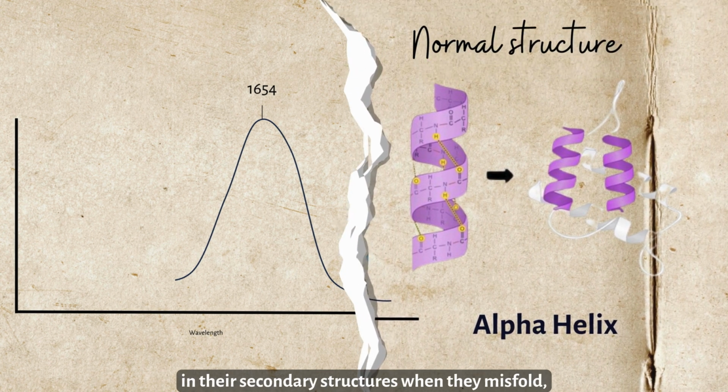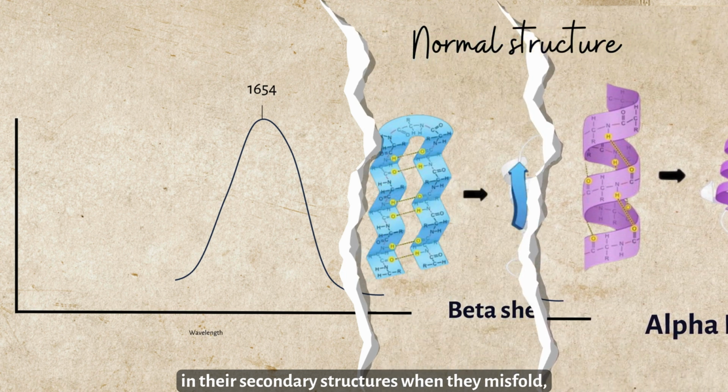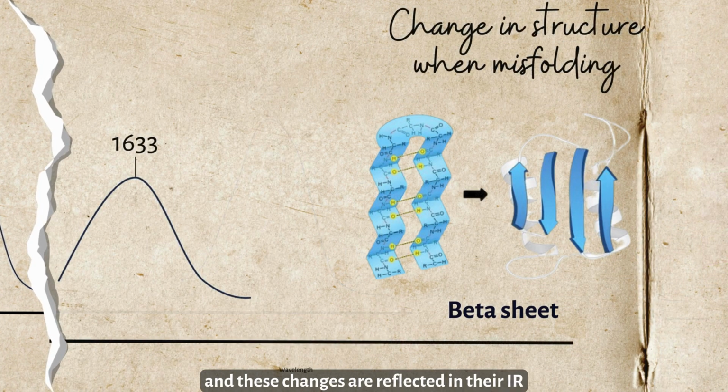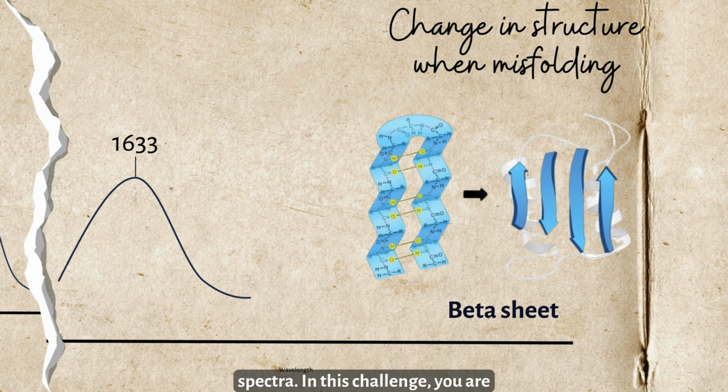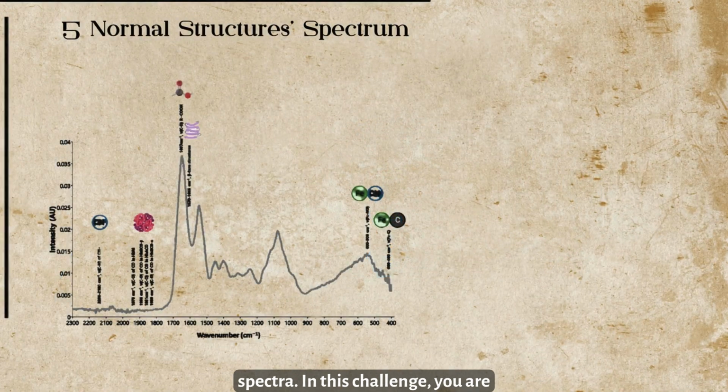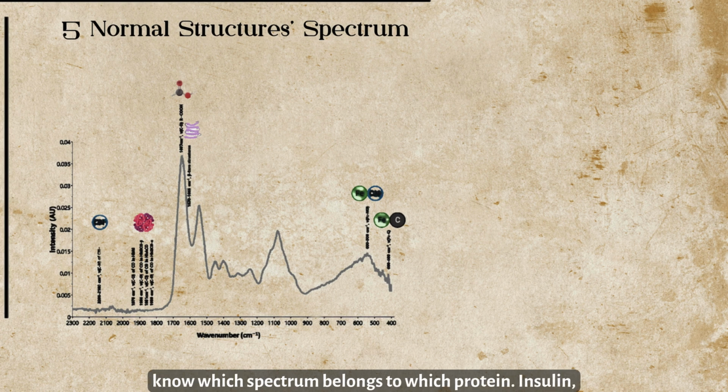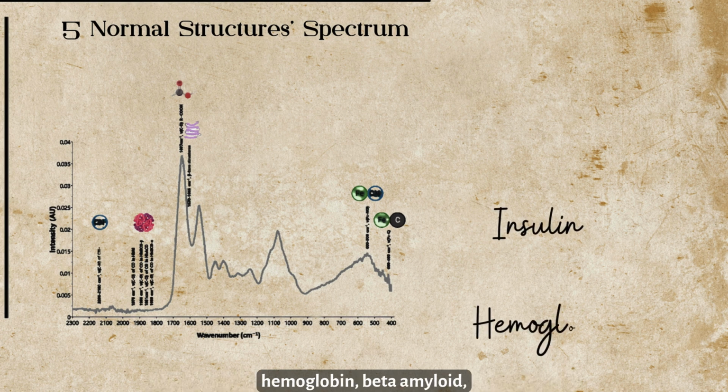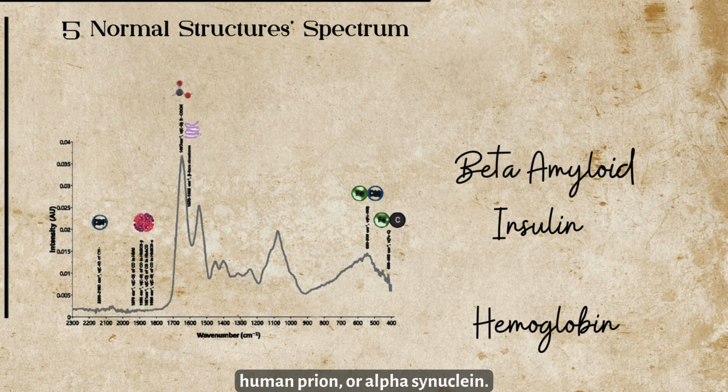Proteins can undergo changes in their secondary structures when they misfold, and these changes are reflected in their IR spectra. In this challenge, you are provided with a set of IR spectrum of protein with normal structures, but you don't know which spectrum belongs to which protein: insulin, hemoglobin, beta amyloid, human prion, or alpha-synuclein.